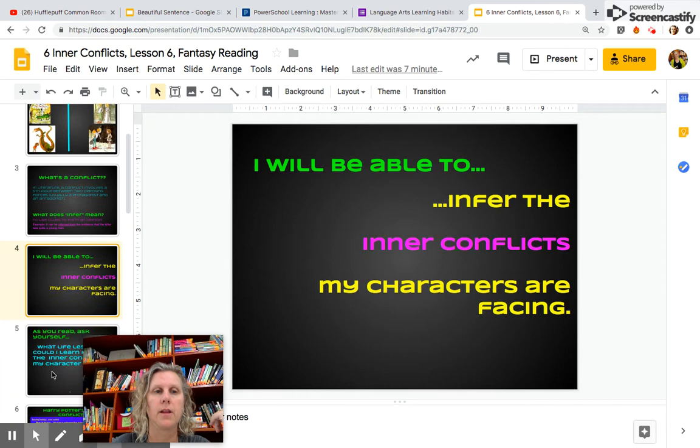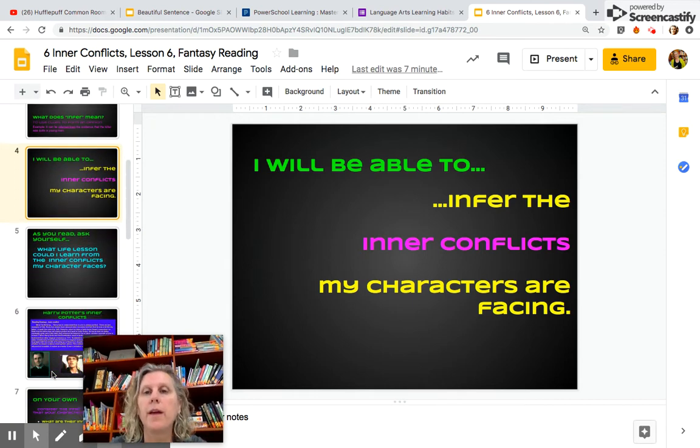Further on, here's our objective. Here we go. I will be able to infer the inner conflicts that my characters are facing. And we usually do need to infer that because they may not come out and say it as directly as they would for the outer conflict. You may need to kind of think about what are they really struggling with emotionally?